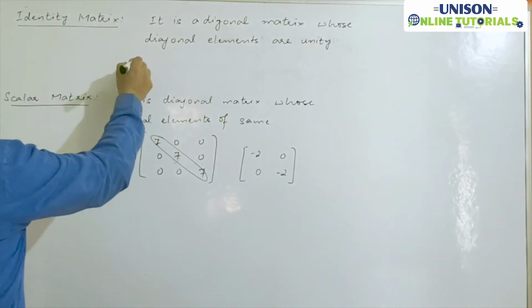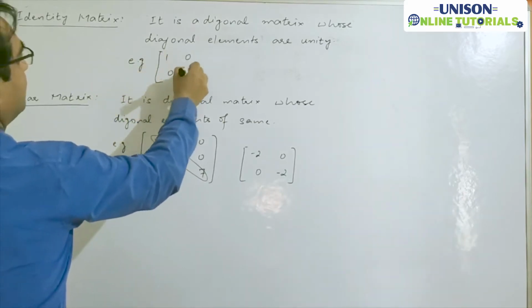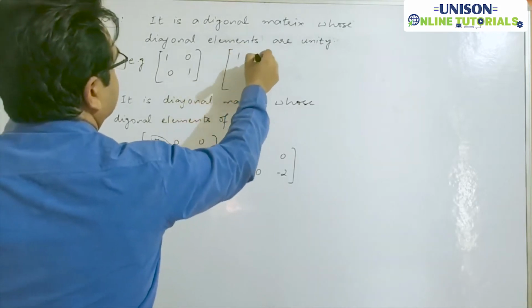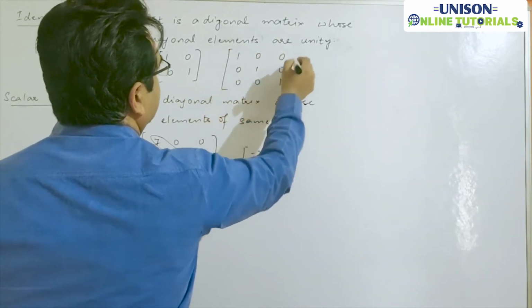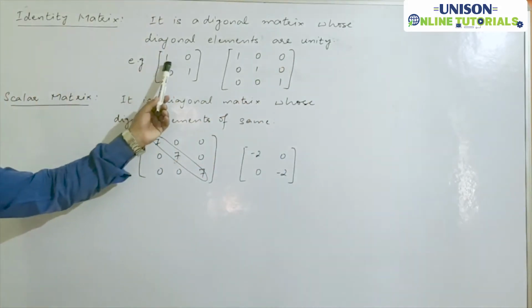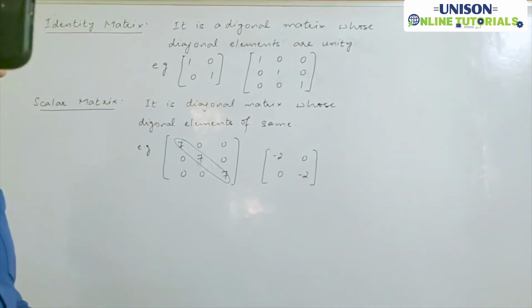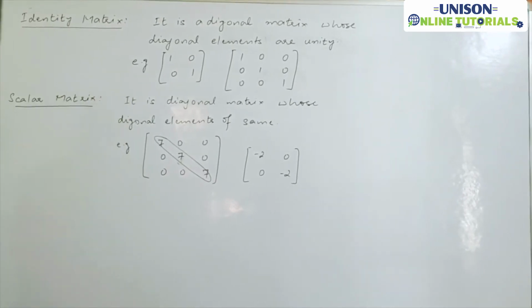For example, 1 0 0 1, or 1 0 0, 0 1 0, 0 0 1. Now see, the diagonal elements are 1. And again all the diagonal elements are 1. जिसमें diagonal elements सारे 1 हो, they are called an identity matrix.